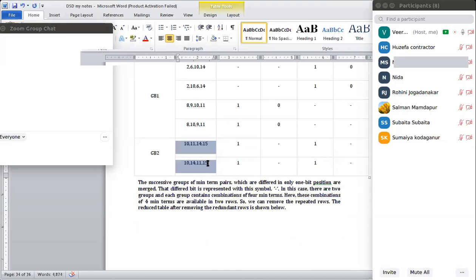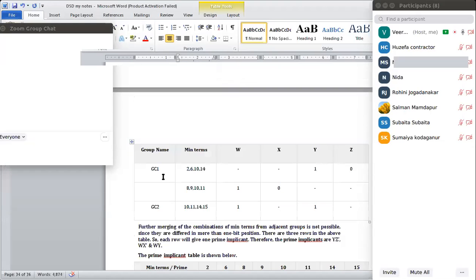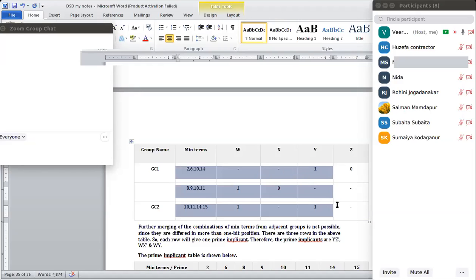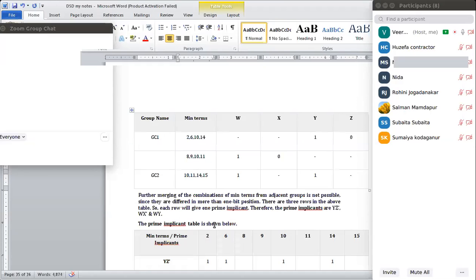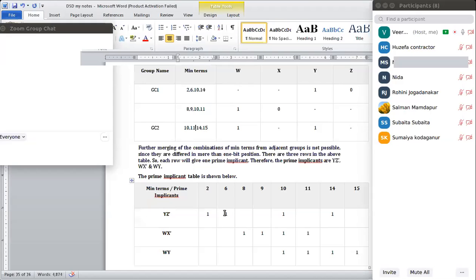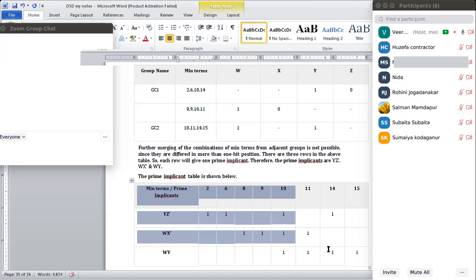The same in group 2. So what will I get? 2, 6, 10, 14, 8, 9, 10, 11. Only 3 rows I have got from these things. Now I'm not able to compare with each other because that is the final. Okay. Now here, this is the fourth step that I'm going to write here.